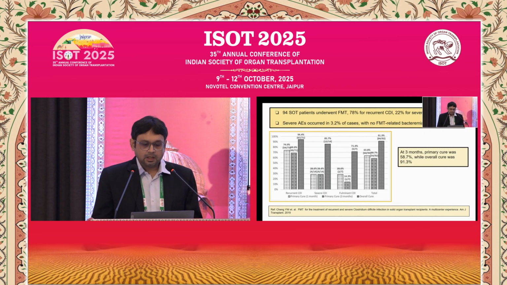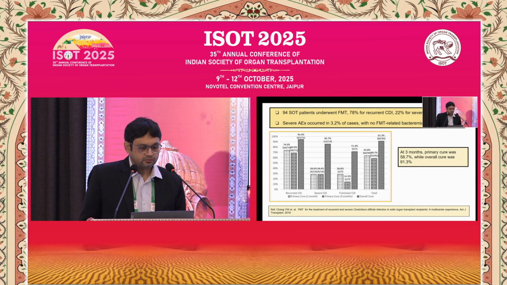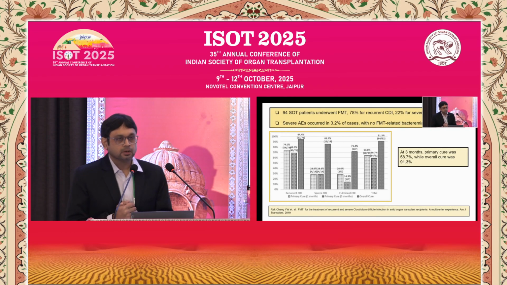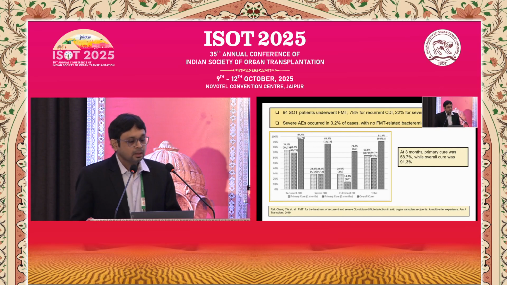So coming to the data on FMT in the setting of solid organ transplant. This is perhaps the largest study which looked at 94 SOT recipients who underwent FMT. 78% were for recurrent C. diff, whereas 22% were for severe or fulminant C. diff. Like I said, more difficult to perform in our settings. In our settings, FMT for recurrence is much more doable, as I'll show you my own experience at the end.